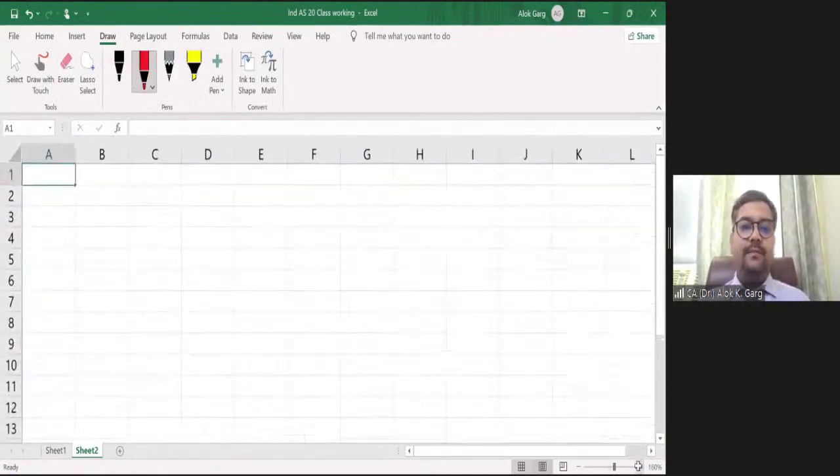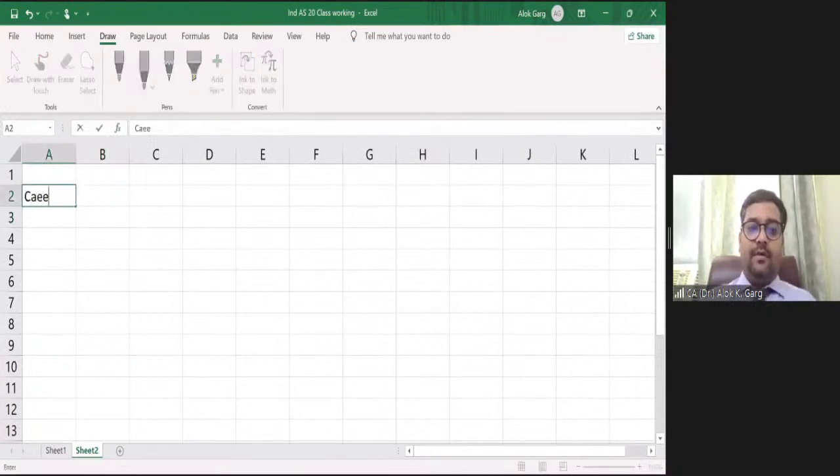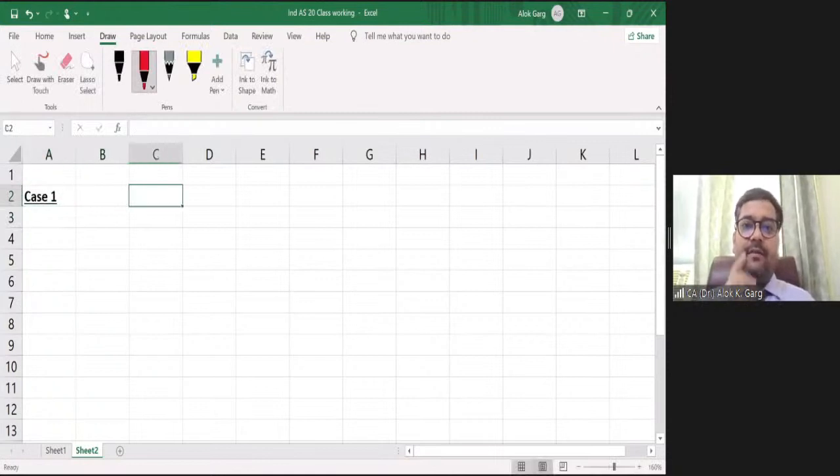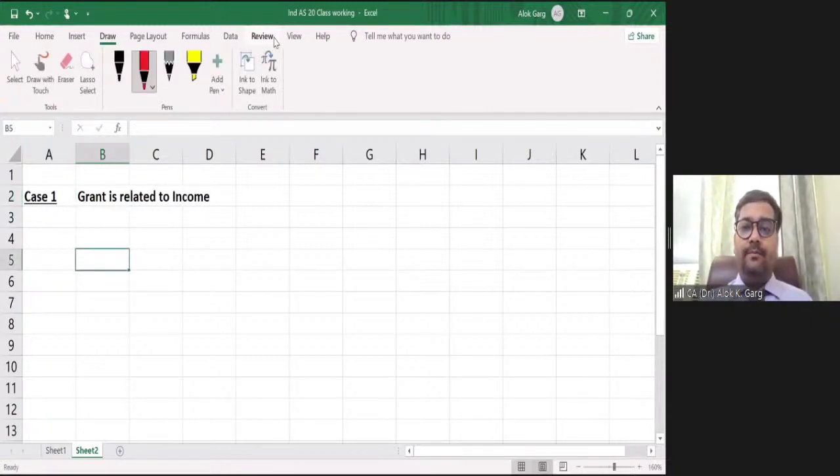So guys, government has given a grant, case 1. I hope my screen is visible, my Excel file is visible to everyone. Please confirm if the Excel file is visible to everyone. Whether the Excel file is visible to everyone, guys. Case 1. Grant is related to income.